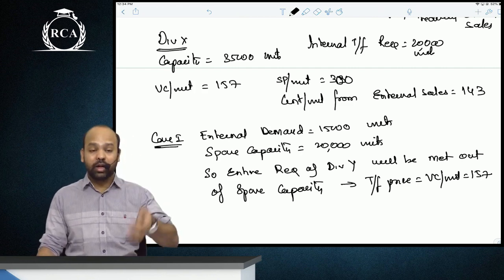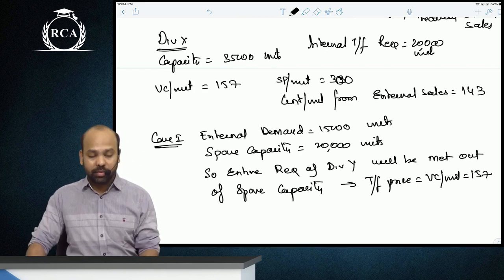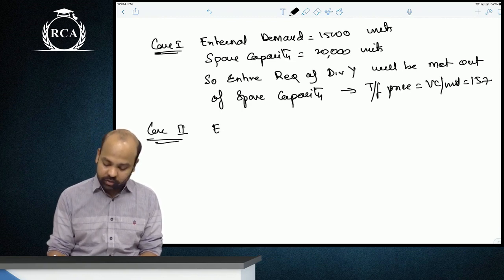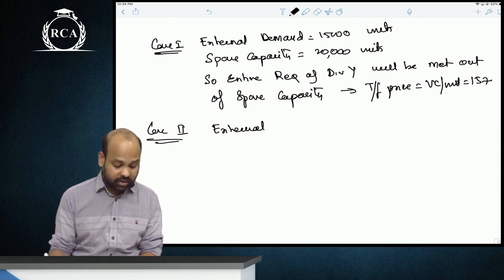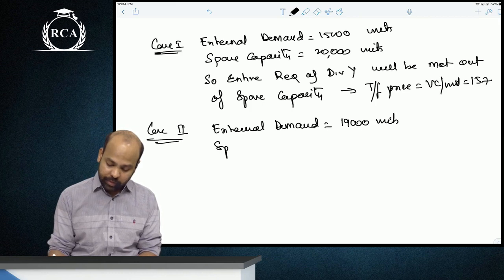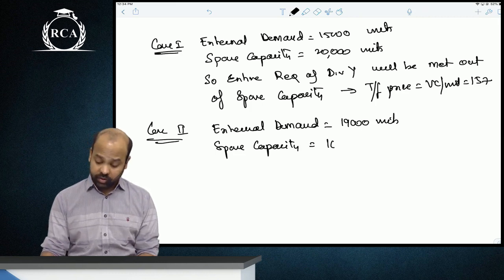Remember, we are just doing repetitive questions, guys. All of them are the same thing as such. This one is even more simple. Case 2, guys, if external demand is 19,000 units. So your spare capacity is going to be 16,000 units.